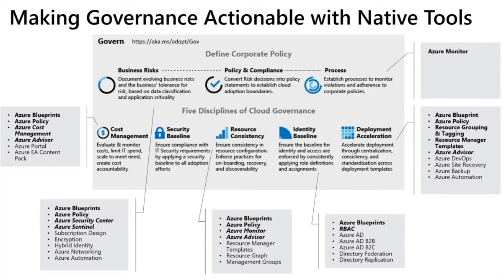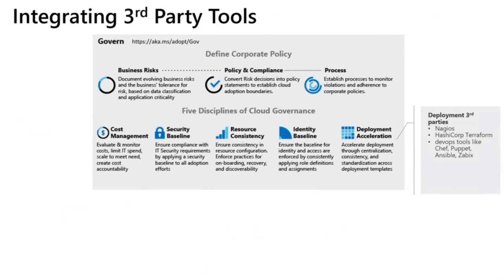For example, for cost management, you have Azure Cloud Cost Management Service and Azure Advisor or Blueprints. These are the services which you can use for defining your statements, and you can also use them as a control process. Similarly, in security, you have Azure Security Center. Resource consistency is mainly Resource Manager and its templates. Identity is Azure AD, and finally deployment accelerators are Azure DevOps, GitHub, and other integrations. So this is a complete picture.